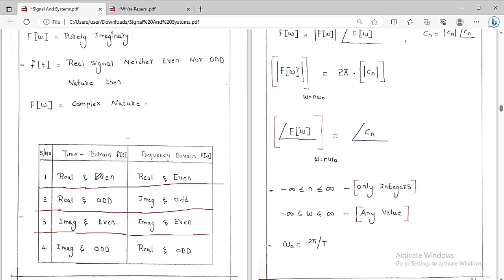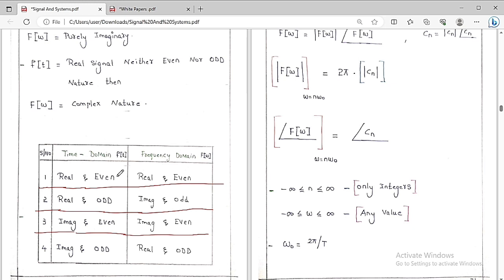So if you know these two things, just replace real by imaginary and imaginary by real. Here real means the opposite is imaginary, and here imaginary means the opposite is real. Just replace with the opposite, and the remaining things are the same: here even, here odd, here also odd. So finally I can say, if f of t is a real signal with even nature, then f of omega is purely real. There is no imaginary part, and purely real means by default it is of even nature.